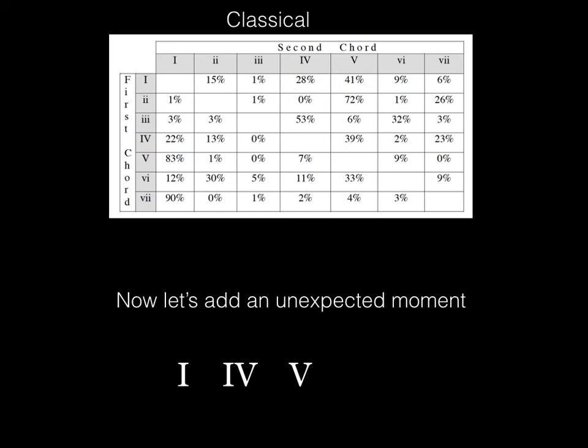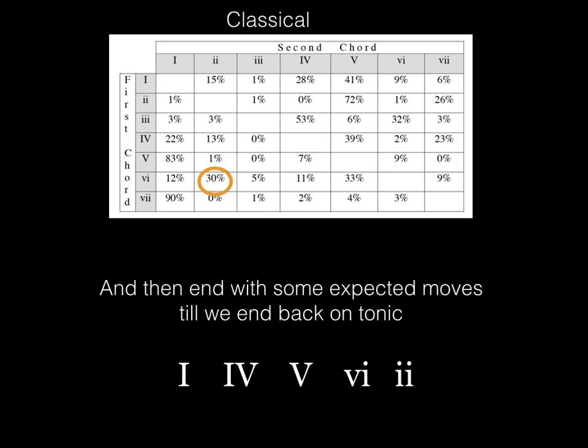But now let's add an unexpected moment. So we're on 5. Let's find a smallish number on the 5. Well, 5 goes to 6, 9% of the time. So we could throw in this unexpected moment by going 1, 4, 5, and then 6. And then we could end with some expected moves until we get back to the tonic.